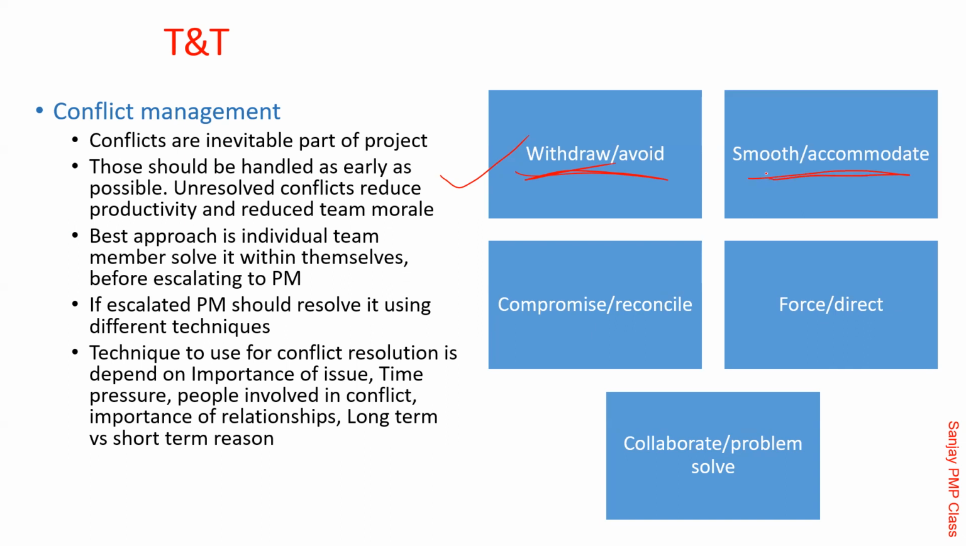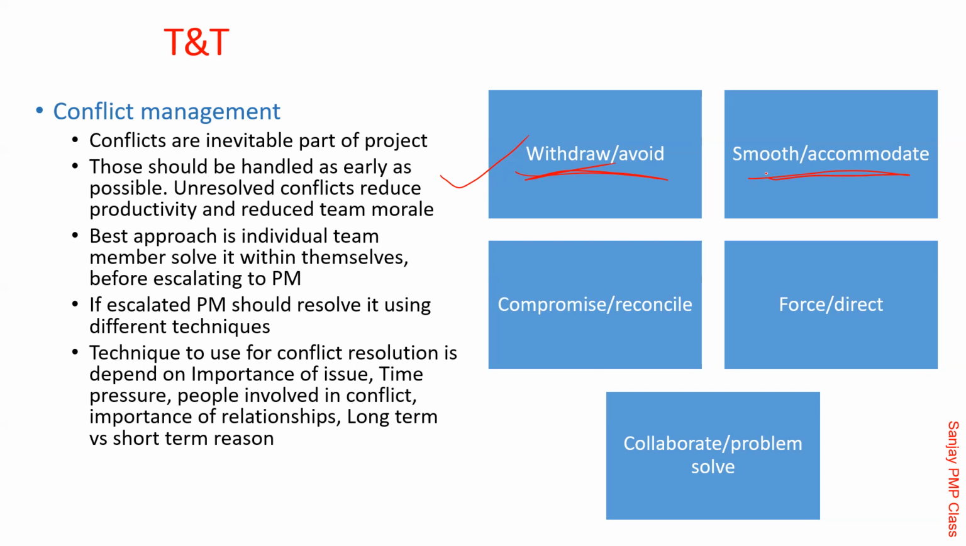Second, smooth or accommodate. Smooth or accommodate is a better way of handling than withdraw or avoid. In withdraw or avoid, you say that I am not going to do it, you do it. In smooth or accommodate, he talks to both the people and does something called a pep talk, which means he will listen to both of them. He will ask the team member, oh, okay, is it? Last time, when did he do that? Oh, okay, every week he is saying so. That's what he spoke to the customer.